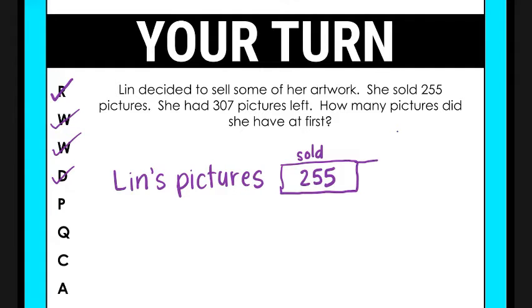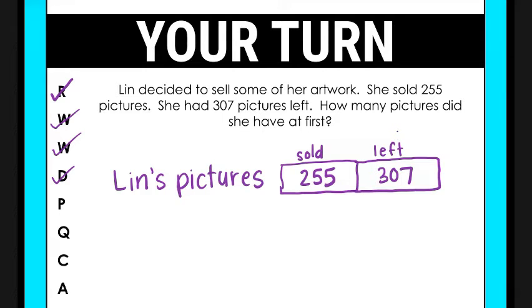So next to that unit bar, you're going to do the same thing. We're going to add on another unit bar. And this is going to be the 307 that she has left. So same thing, I'm going to write left right above that so that I remember what that 307 represents. So make sure you're doing this with me on your paper too.